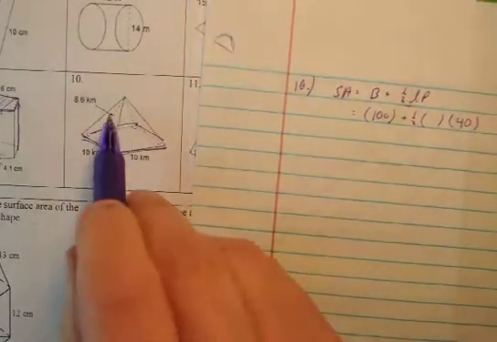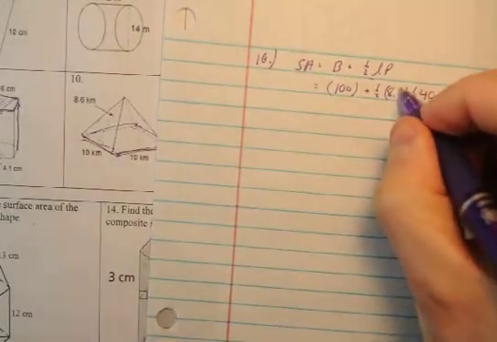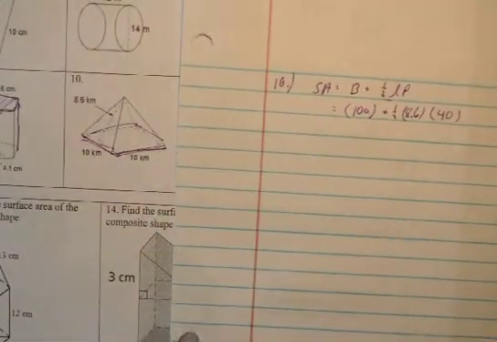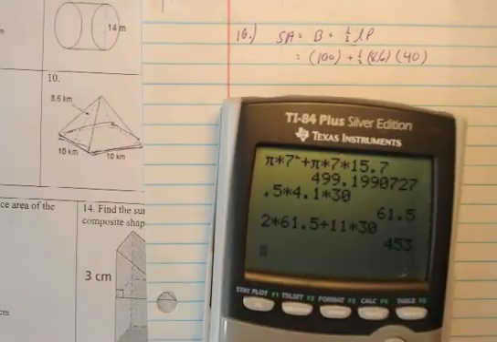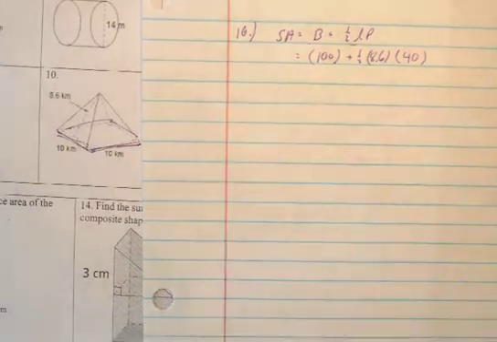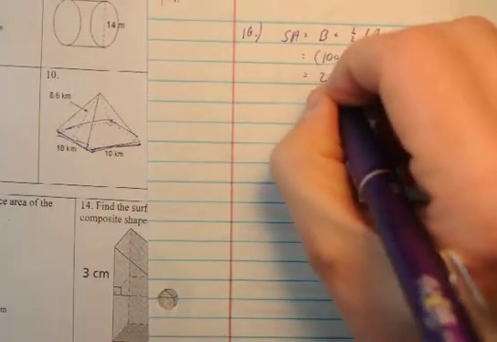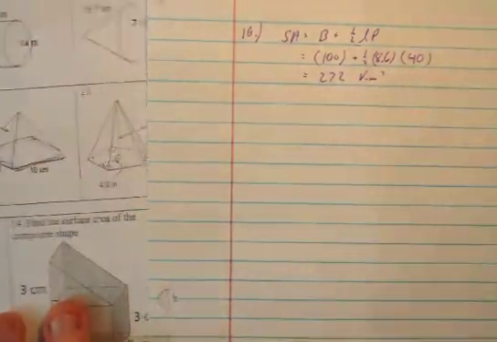And the slant height is given to you, 8.6. Well, that makes that easy. All you gotta do is plug in for that one to get your answer. So let's plug in 100 plus 0.5 times 8.6 times 40. 272. And we're doing kilometers squared.